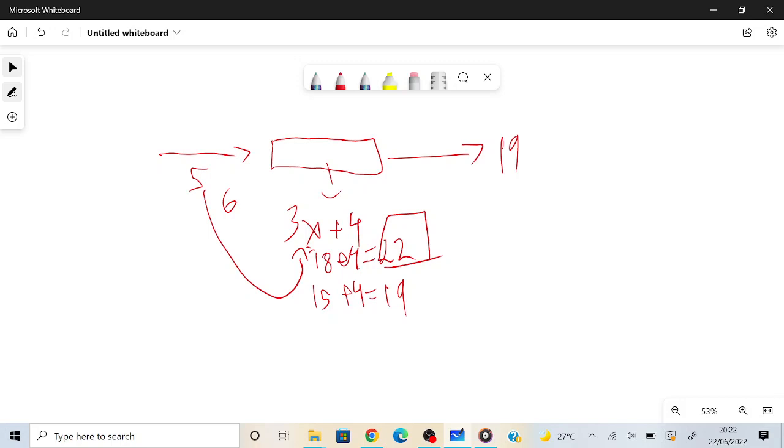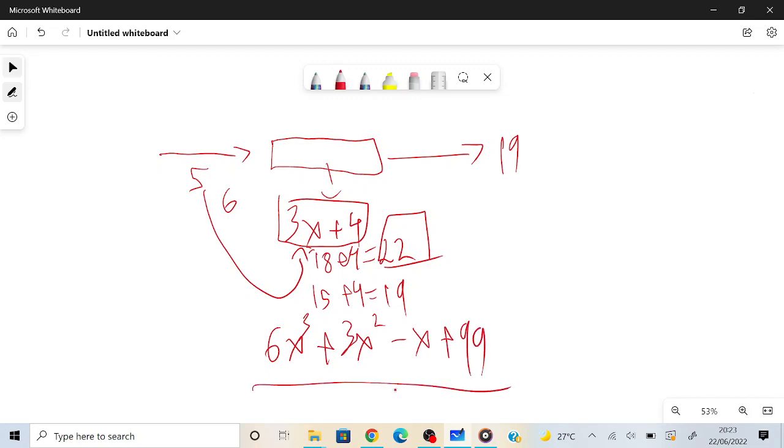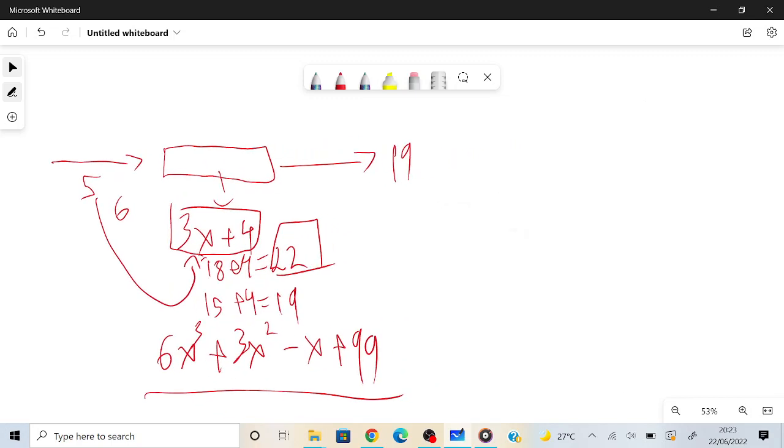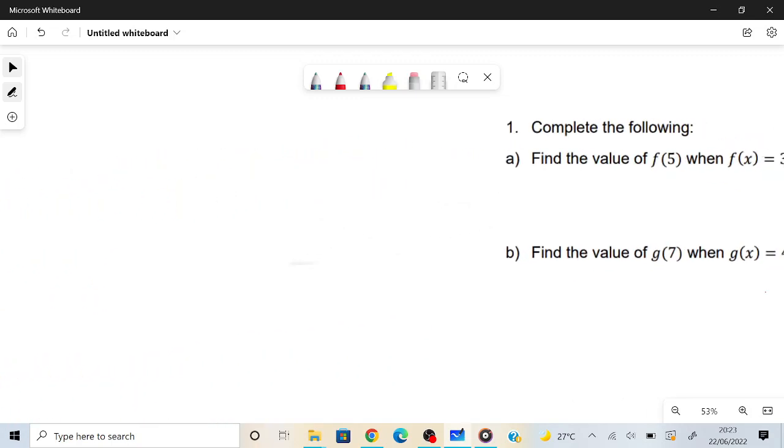Now, expressions can range from very simple ones such as 3x plus 4 to complicated polynomials such as 6x to the power of 3 plus 3x squared minus x plus 99. They can range from anywhere. But the most important thing is that it has an output for an input. So let's dive into some examples.